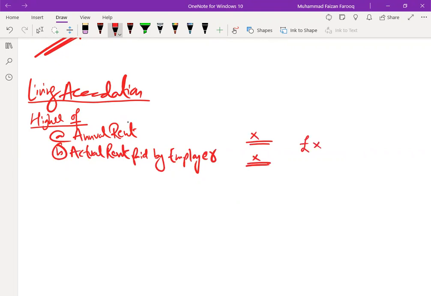First of all, for living accommodation, we are going to calculate the normal benefit. The normal benefit working is the higher of annual rent, meaning market rent, and actual rent paid by employer. Yani if employer took this accommodation from someone on rent and provided it to you, it's a benefit for you. But what is the saving? If you have accommodation provided by company, what is your benefit? Simple, you are going to save the rent. Otherwise, you have to pay the rent on your own.